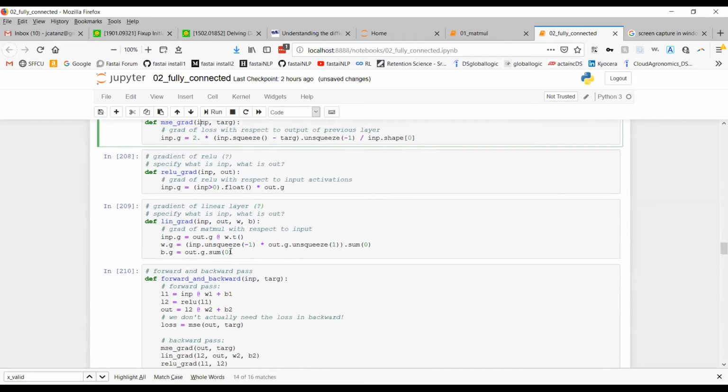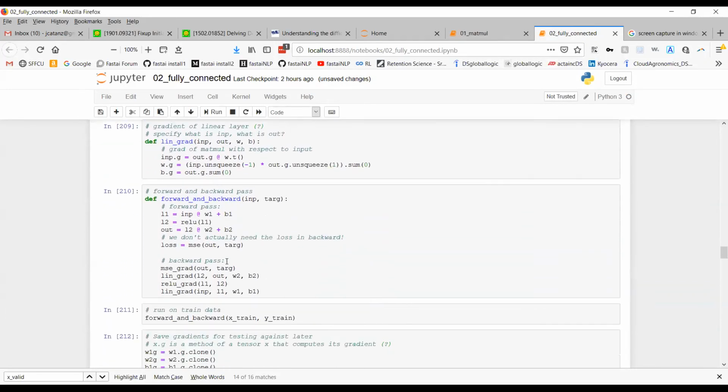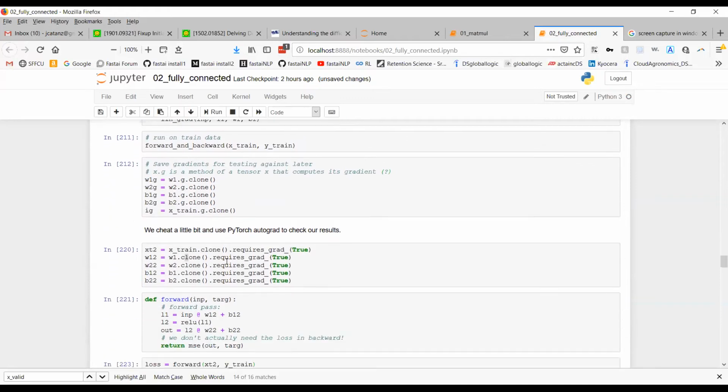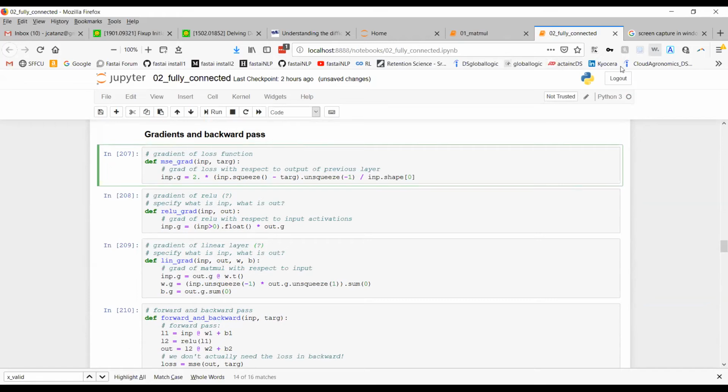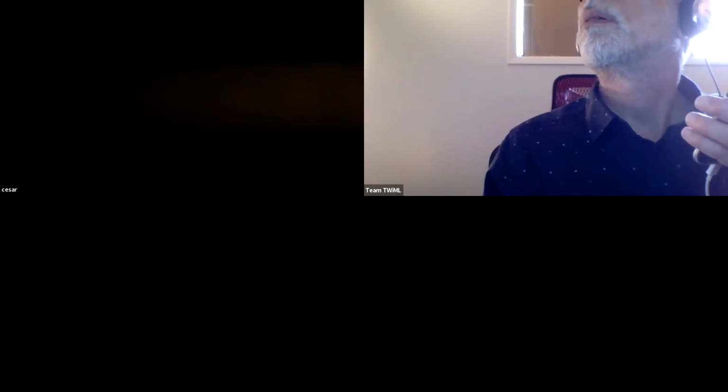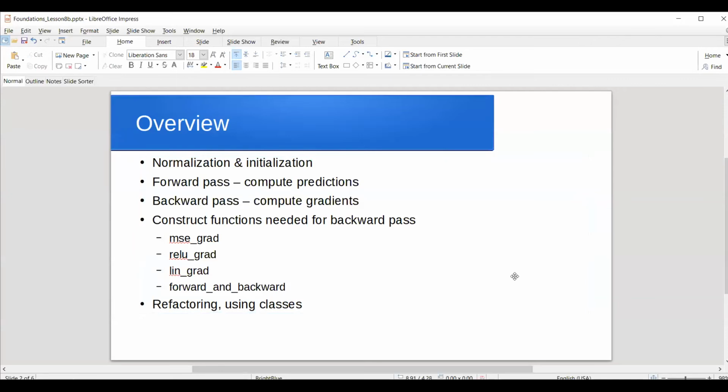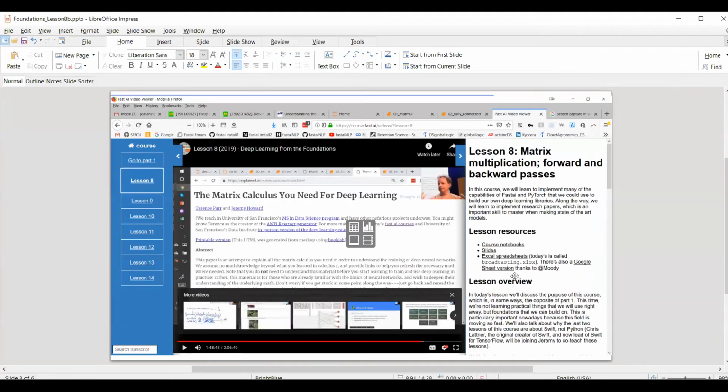Okay, so the next step is the backward pass. This part is hard to follow, so I'm going to get out of here for a second and go to the PowerPoint. I'm going to share the PowerPoint now. Next page. I'll go back one more page.